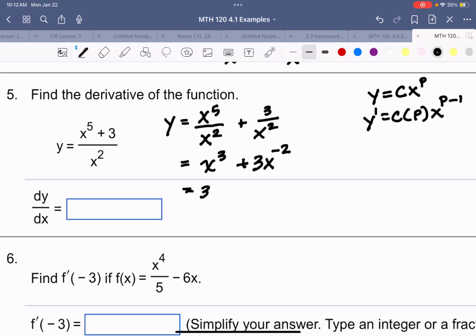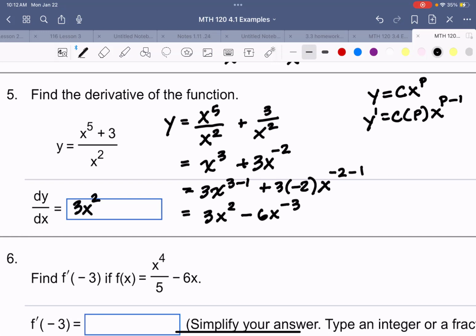So it's 3x to the 3 minus 1 plus 3 times negative 2, x to the negative 2 minus 1. So that's 3x to the 2 minus 6x to the negative 3. And I'm going to write my final answer as 3x to the 2nd minus 6 over x cubed.